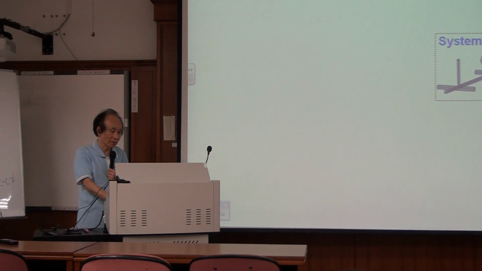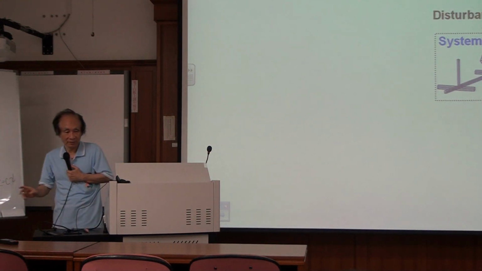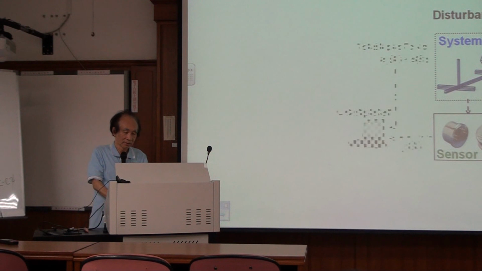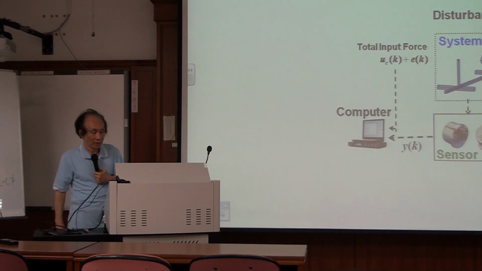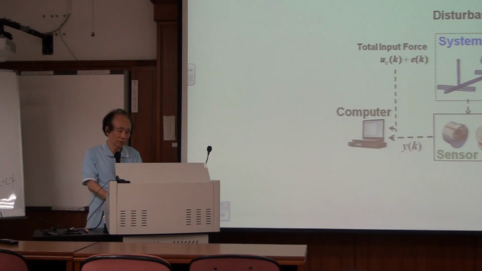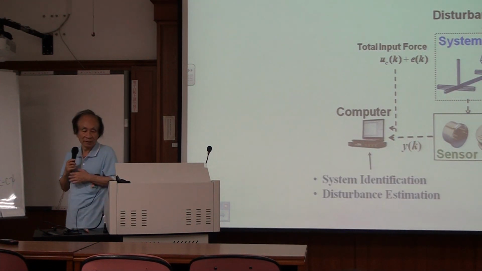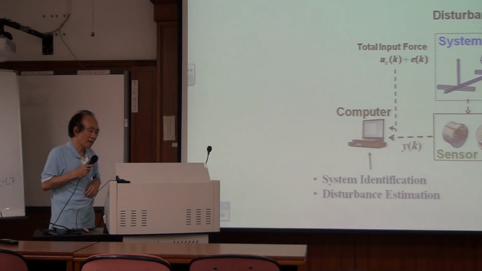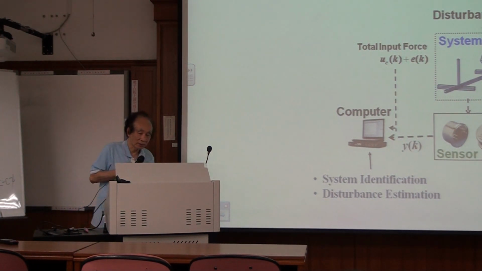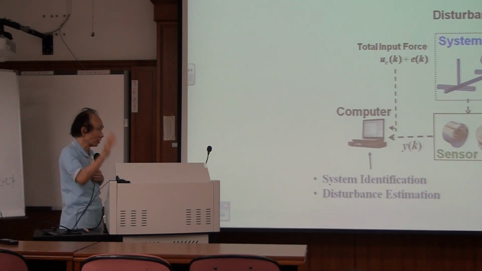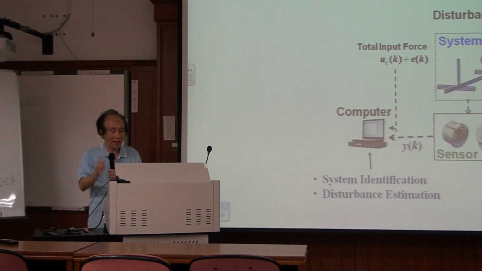All right, let's look at this. This is a basic example, and this is a system. Now we have a sensor, and we go to the computer. We have the force, total input force, and we have the output here. In this computer, we'll do system ID. We also do disturbance estimation. Disturbance estimation means that because we don't know the disturbances, we can estimate them based on our measurements.